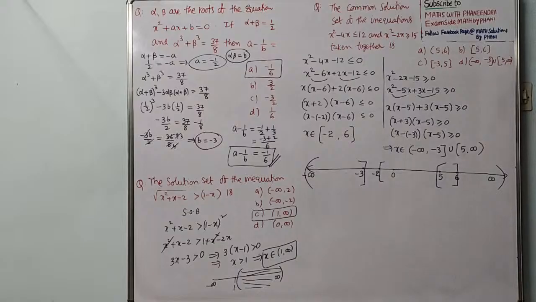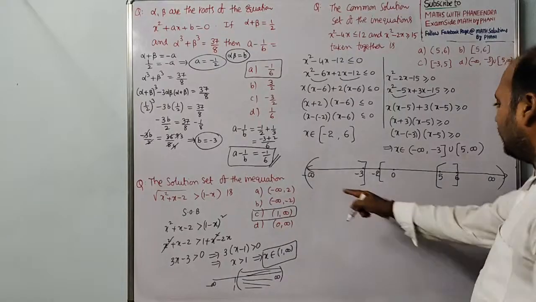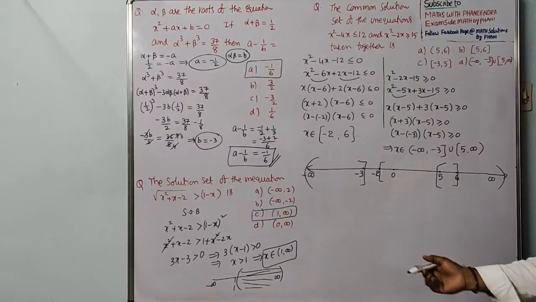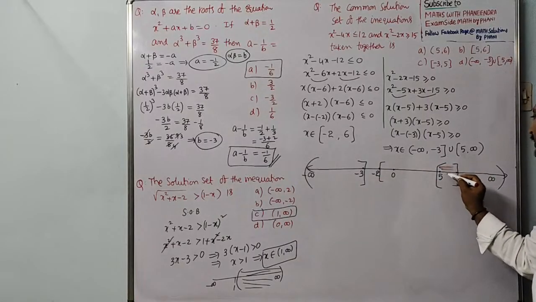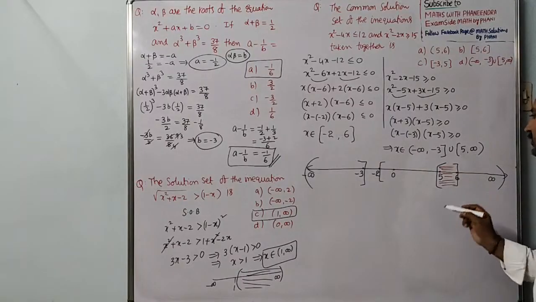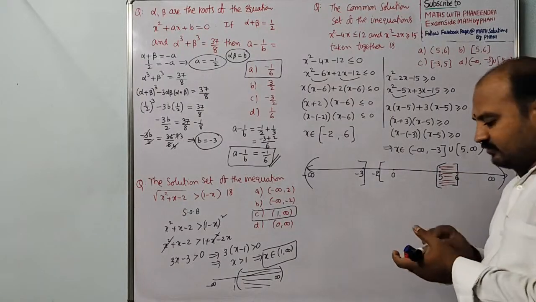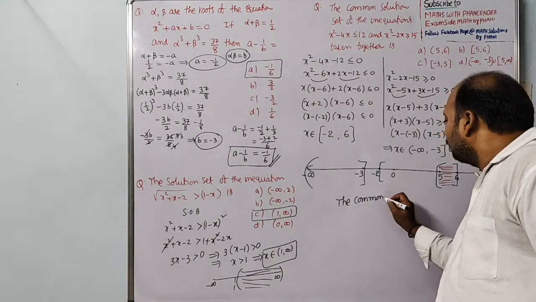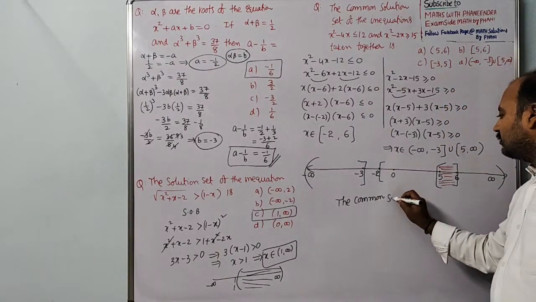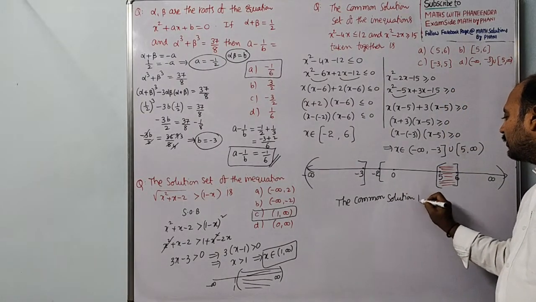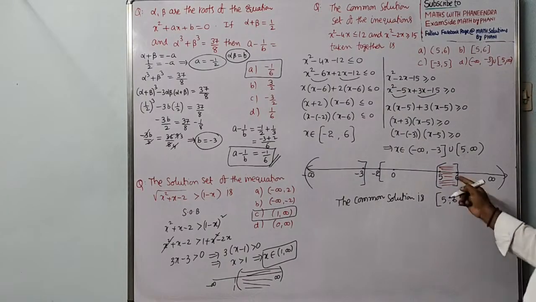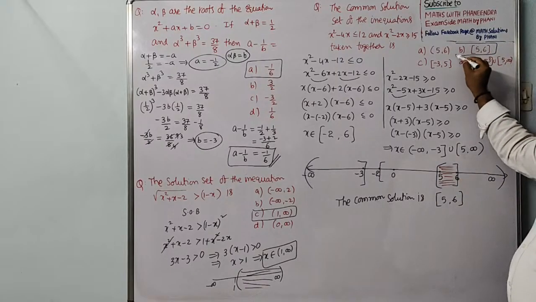In these intervals, so in this interval as well as in this interval, what will be common? This is the common interval in the two intervals. So therefore the common interval, otherwise the common solution, is closed 5 comma 6. It is there in the second option, dear students.